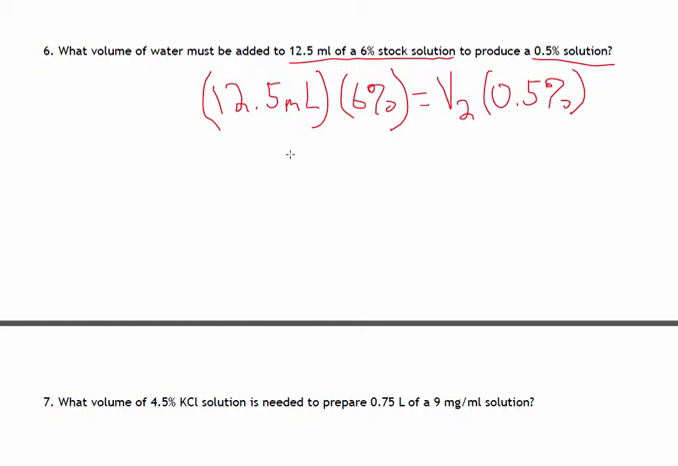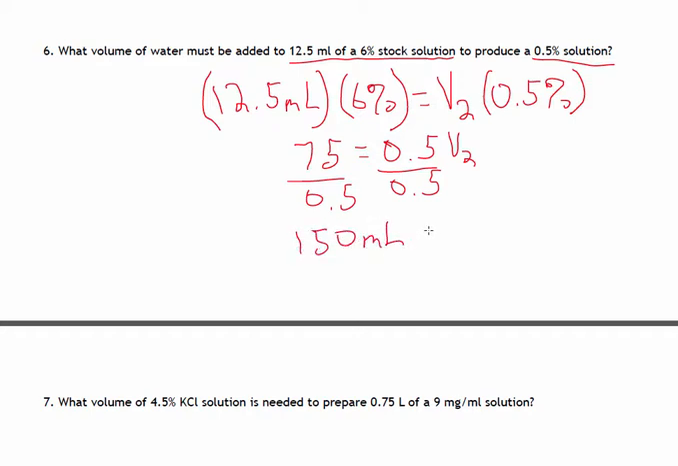Okay, now if we multiply that out, we're going to get 75 equals 0.5 times V2. Divide each side by 0.5. And you get 150 milliliters is V2. So you can make 150 milliliters of the 0.5% solution. But we really haven't answered the question.